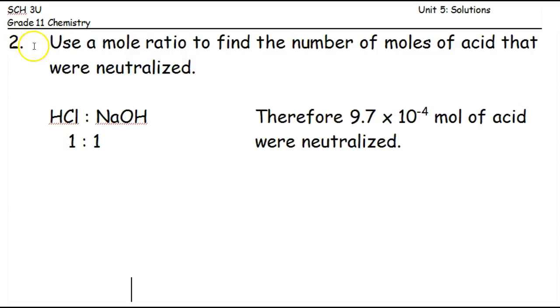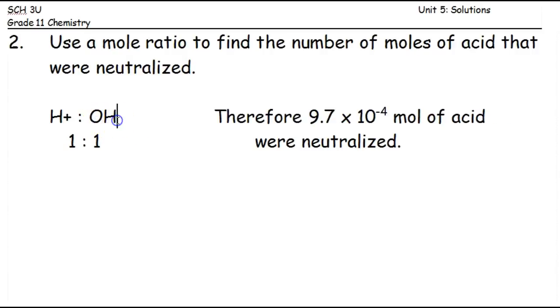So again, I'm going to use a mole ratio the same way as we did in our stoichiometry unit to find out the number of moles of acid that were neutralized. And so in this case, it's a 1-to-1 ratio, the moles of each of them. Really, I should be looking at my moles of H plus versus my moles of OH minus, because those are what are being neutralized.